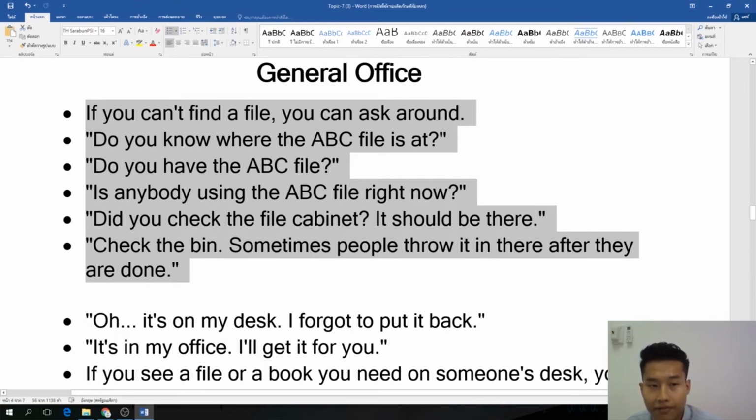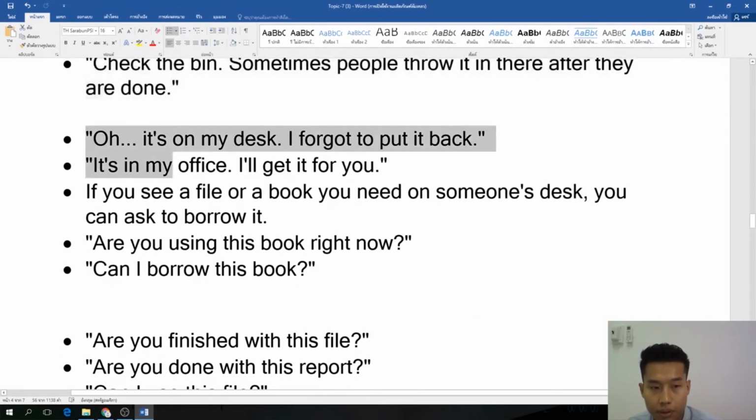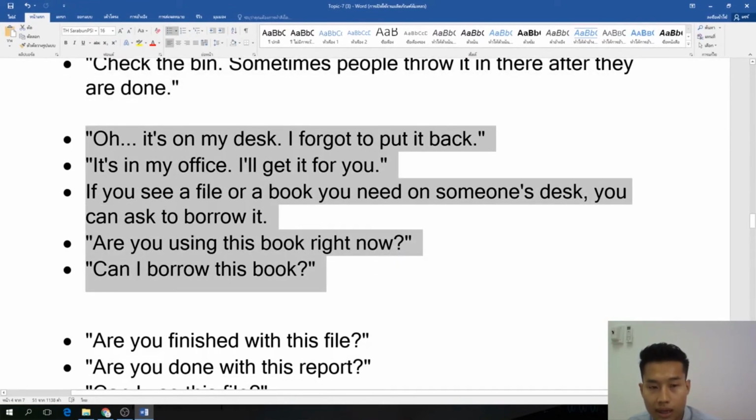So if you can't find a file, you can ask around. Do you know where the ABC file is at? Do you have the ABC file? Is anybody using the ABC file right now? Did you check the file cabinet? It should be there. Check the bin. Sometimes people throw it in there after they are done. Oh, it's on my desk. I forgot to put it back. It is in my office. I will get it for you.